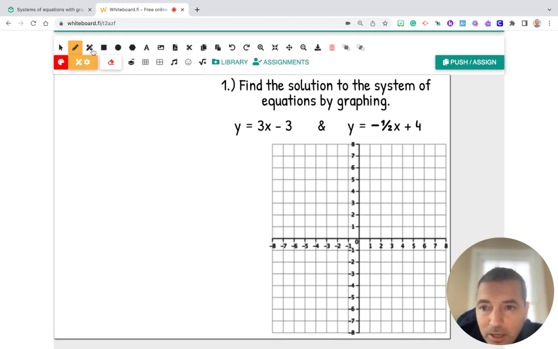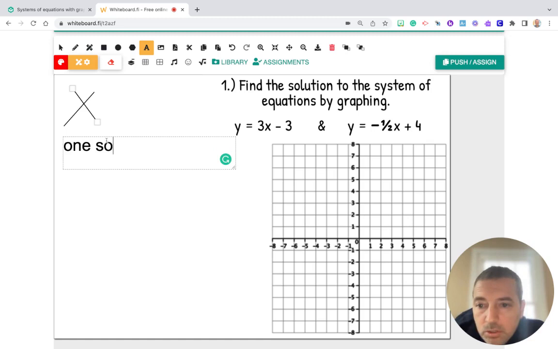Now there's 3 things that can happen. The first thing is that we could graph both the lines and they would cross at a coordinate. If this happens, we'd say that the system has one solution.